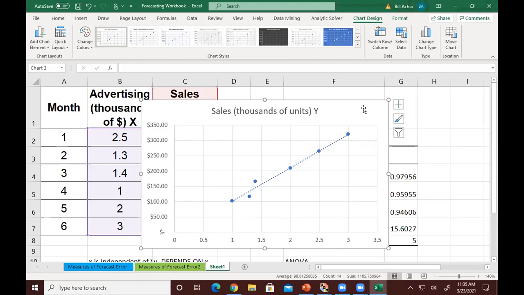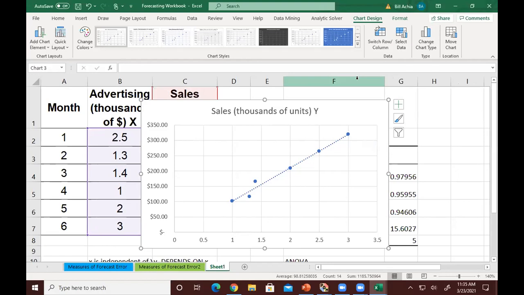So that's the causal approach, where you say one thing causes another. You can use regression in such instances. We're also going to be using regression when we have time series type of data.